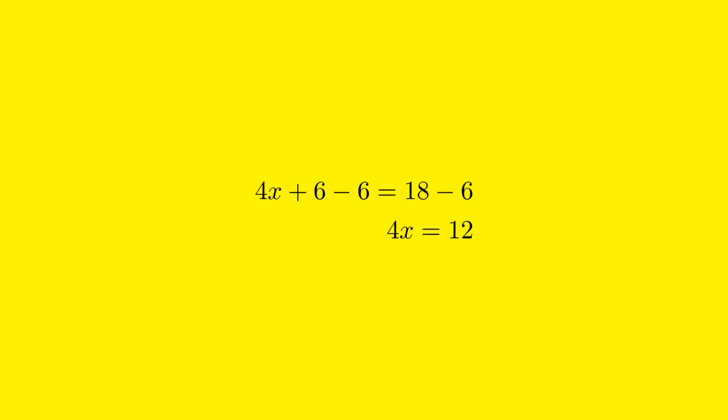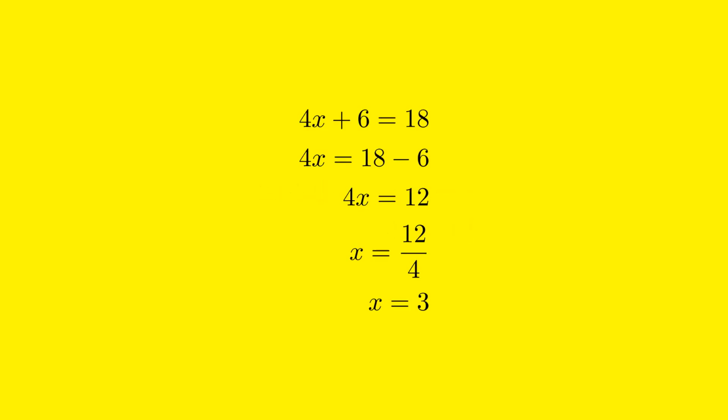Subtracting 6 from the left side of the equation, 4x plus 6 minus 6 is equal to 0, so we are left with just 4x. On the right side of the equation, 18 minus 6 equals 12. After performing this step, our equation is now 4x equals 12. This helps to simplify the problem by focusing only on the variable term.